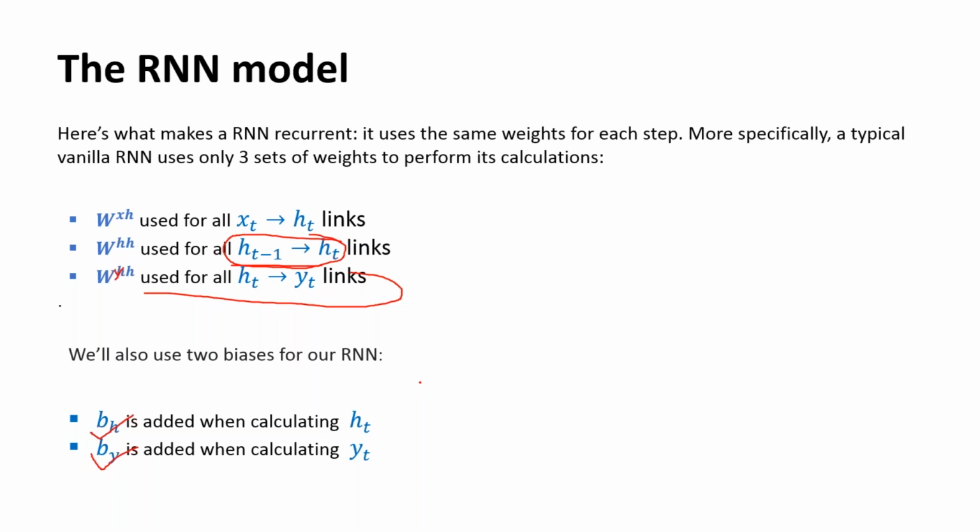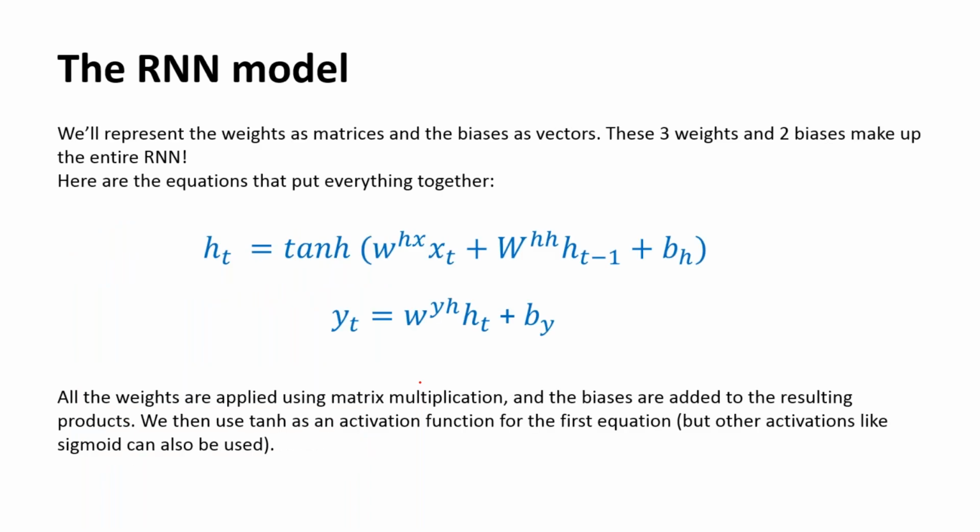If you see here, Wxh, Whh, and Wyh. It is very important to understand how these weights are actually assigned and used in any neural network. So in RNN we have 3 weights and 2 biases, and the complete equation looks like this. If you see the equation, ht equals tanh of, where tanh is the activation function.